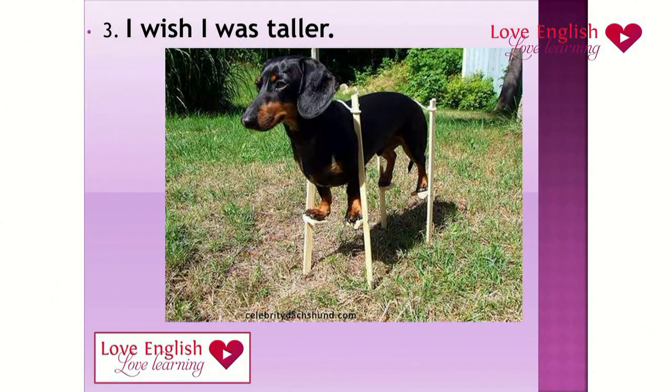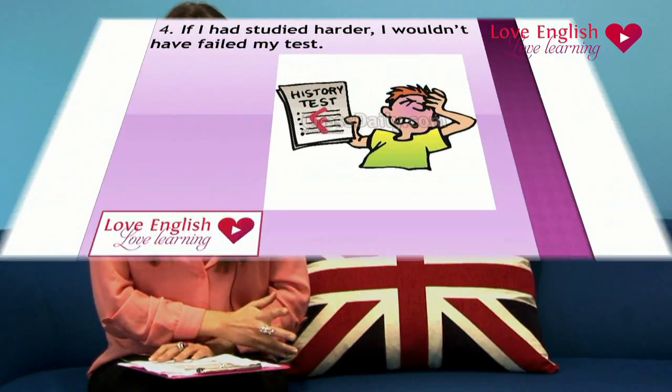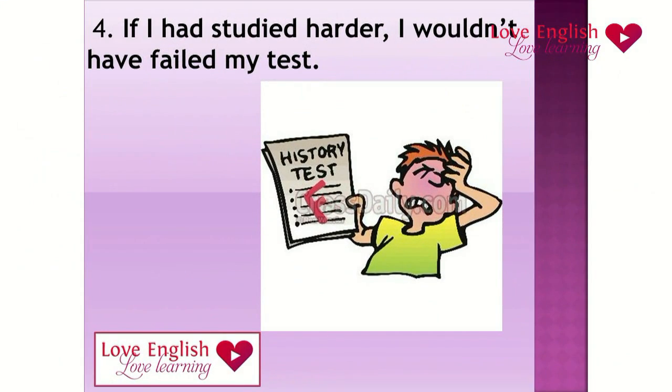All right. Next one, the dog. I think he's wishing he was taller. Now in this case, it's past simple. We're using second conditional. He wishes he was taller. He's imagining an impossible situation. He can't be taller, but he wishes he was. All right. Last one, this would be third conditional. This has already happened, so it's a regret about the past. If I'd studied harder, I wouldn't have failed my test.